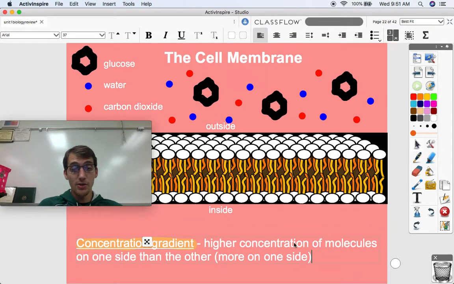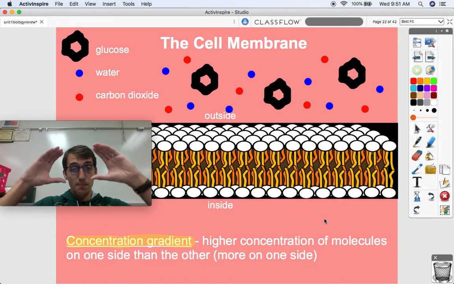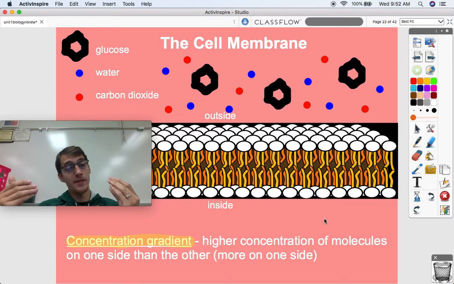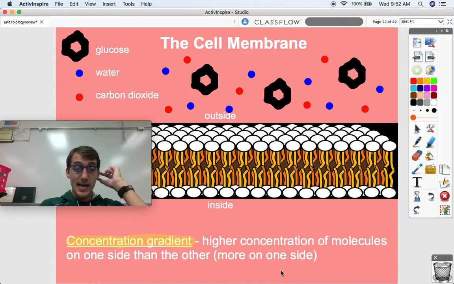And a concentration gradient is established when there are more molecules on one side, or a higher concentration of them on one side than the other. So in this scenario right here, we've got a lot on the outside and like none on the inside, even though it's not a real situation, but you get the idea.